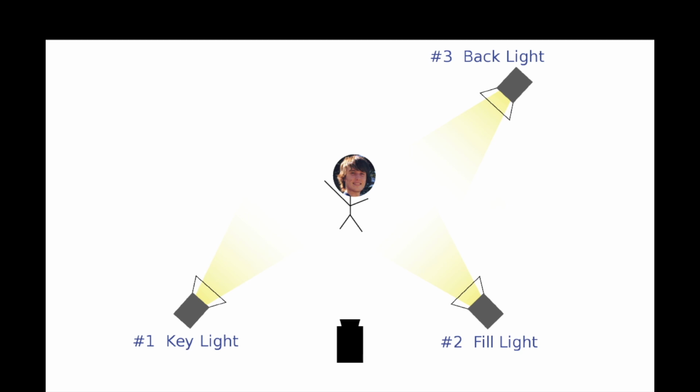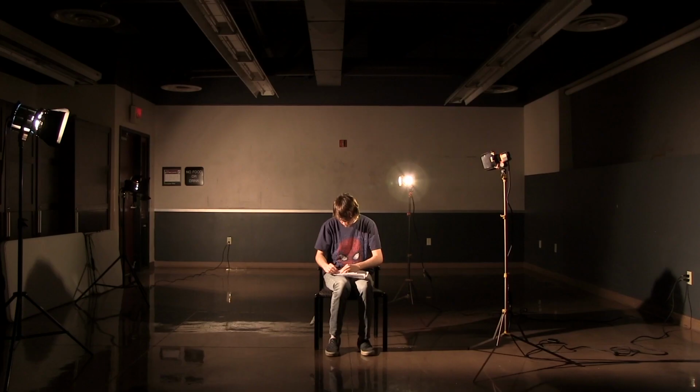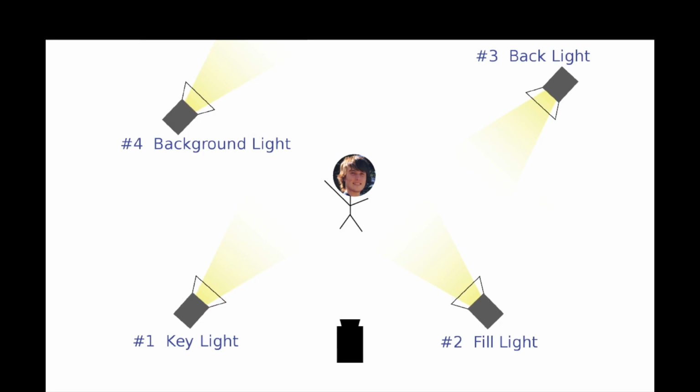Another lighting technique that is similar to three-point lighting is called four-point lighting. The only difference here is an additional light called a background light, which illuminates the background behind the subject. The background light eliminates shadows cast by the actors or foreground objects, draws additional attention to the background elements, and will add more depth to the subject.